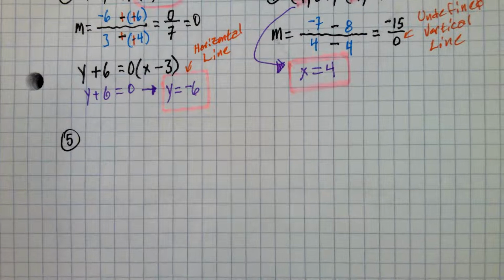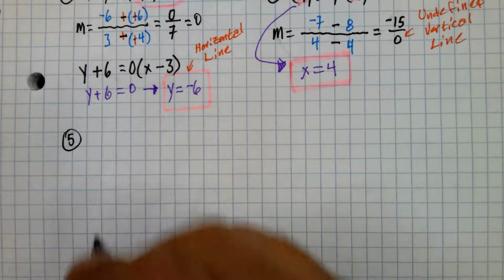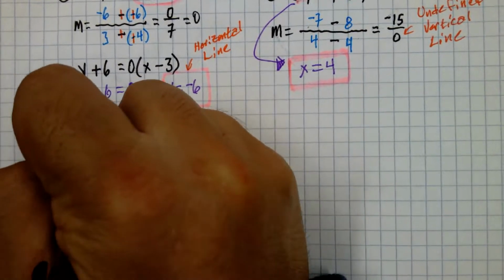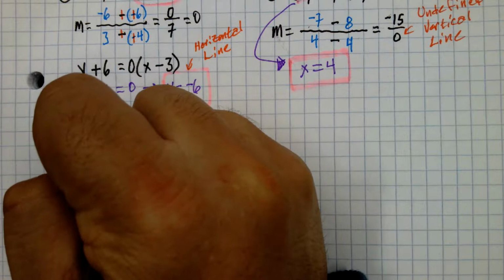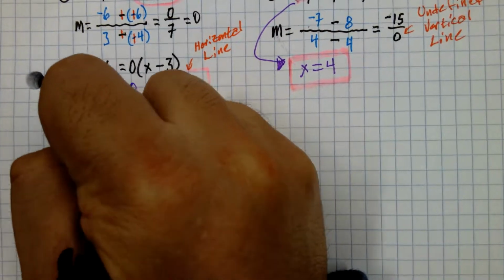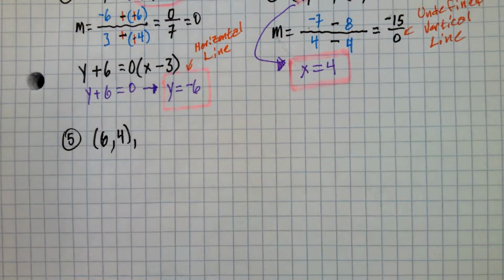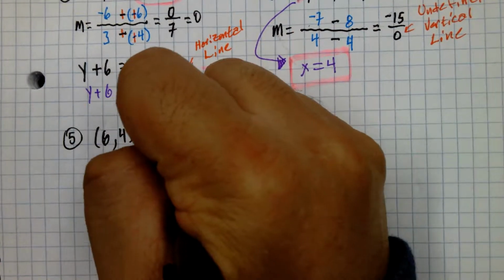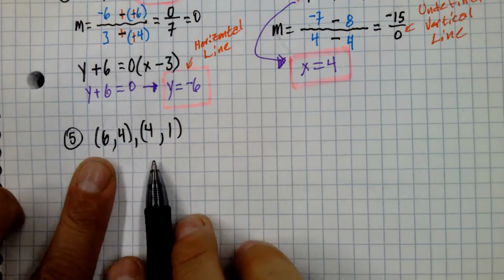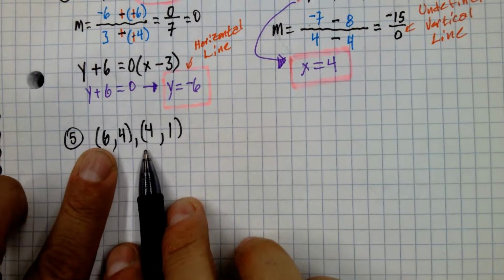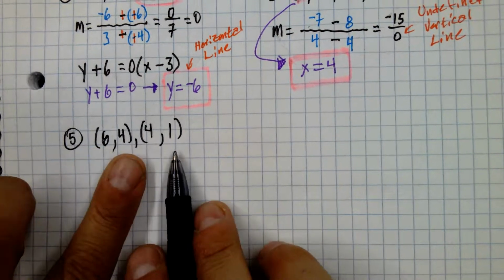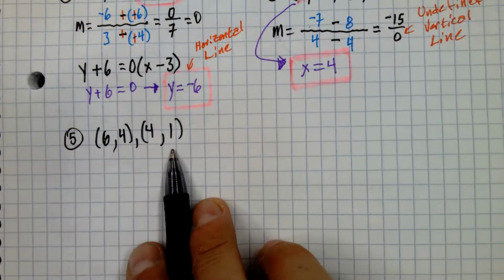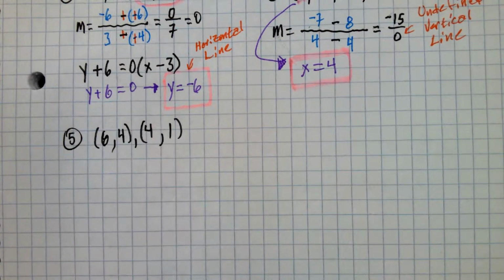Okay. We're going to do (6, 4) and (4, 1). So take a look at your x values. They're not equal, so it won't be undefined. Take a look at your y values. They're not equal, so it's not going to be a 0 slope. We just have to figure out now what we have. It's going to have some sort of slope.